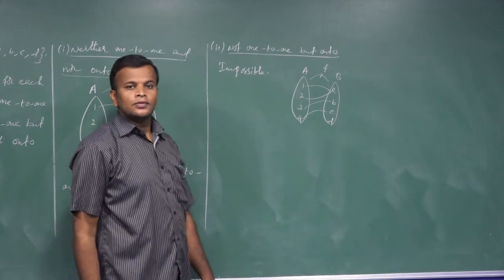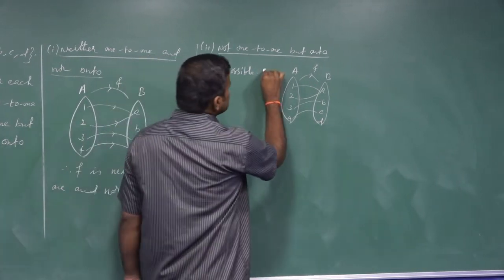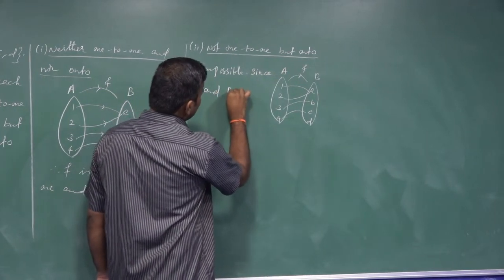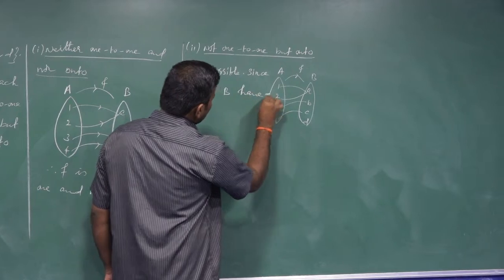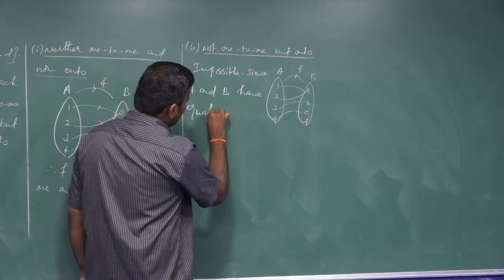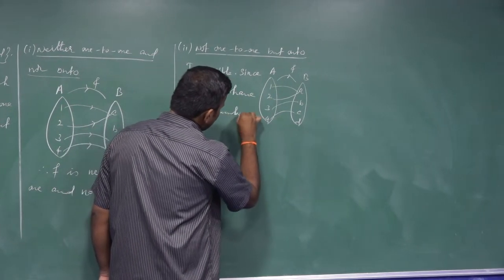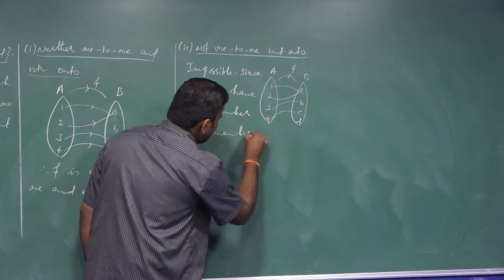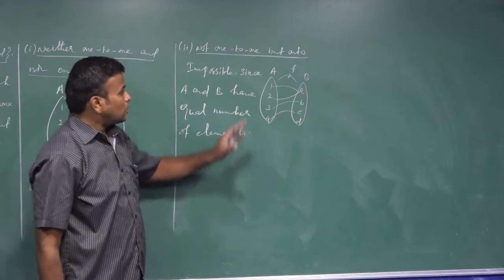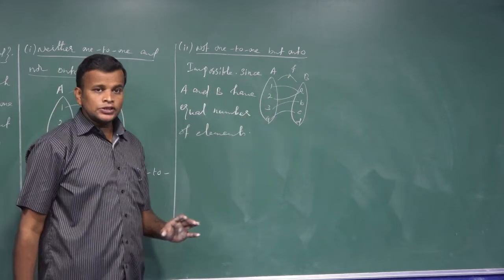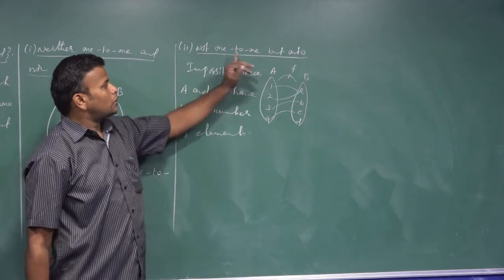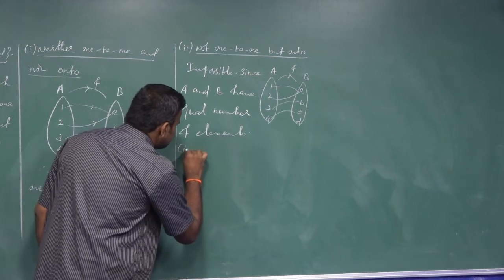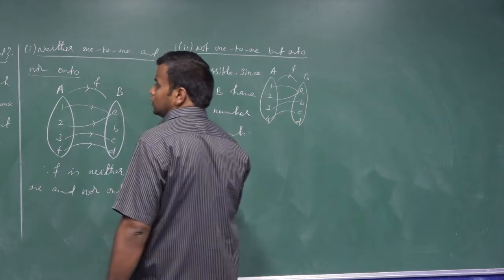The reason is that A and B have an equal number of elements. Because A and B have an equal number of elements, not 1 to 1 and onto is impossible. Next, the third one. What is the third one?